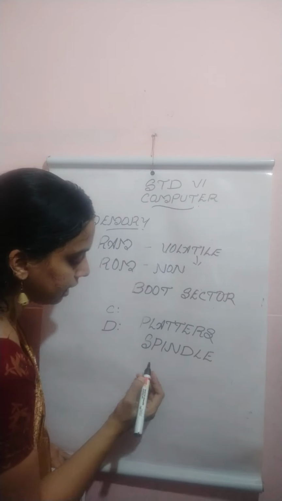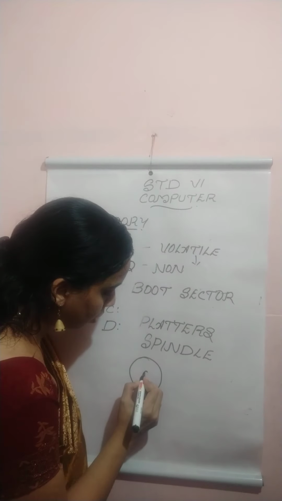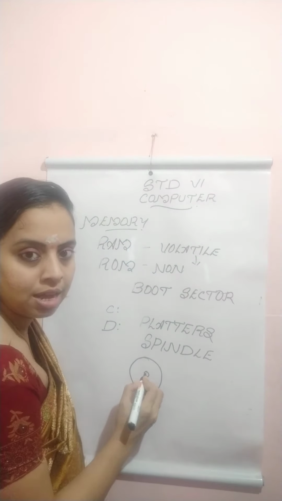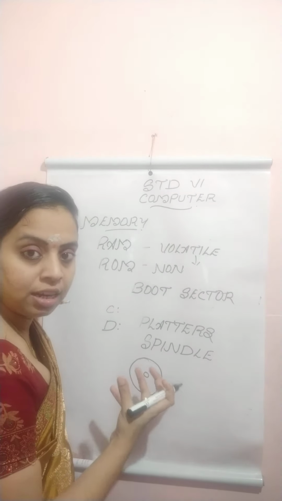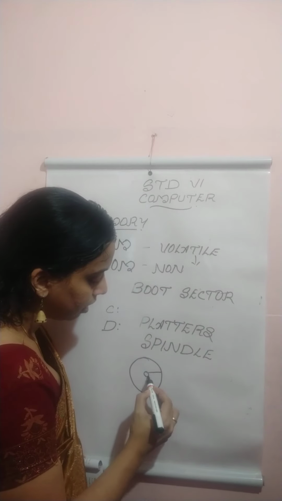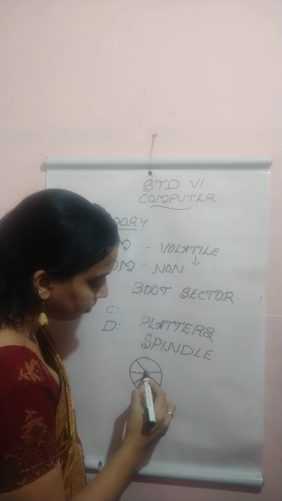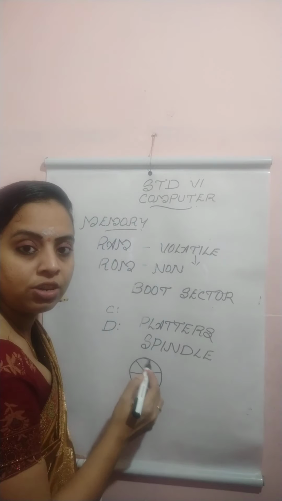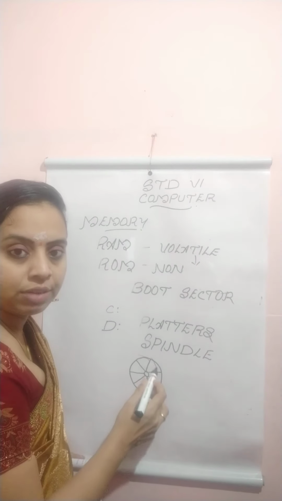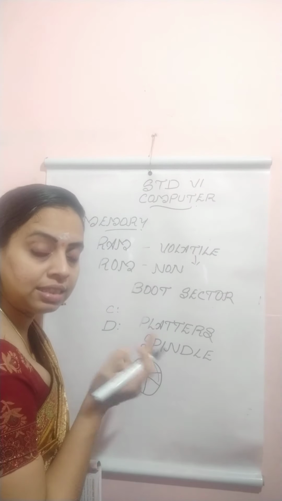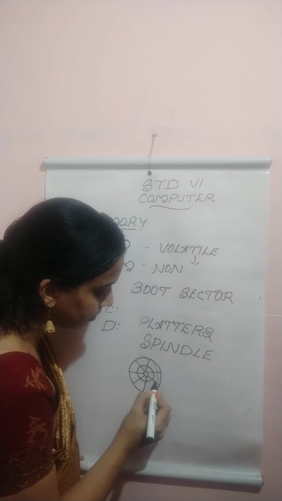Look, these platters are in the form of a CD, a round shape, and there will be a small hole. What is this hole for? Yes, to put on the spindle. Then these platters are divided into tracks. Tracks means lines drawn like this. Can you see? This is one track, two, third, fourth, five, six. Like this, it is divided into tracks. And again, the tracks are divided into sectors.